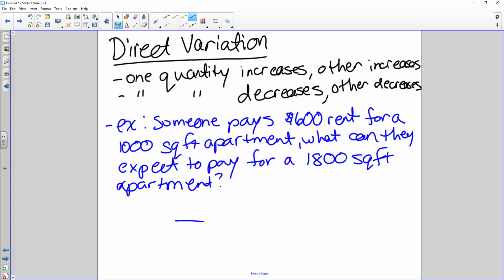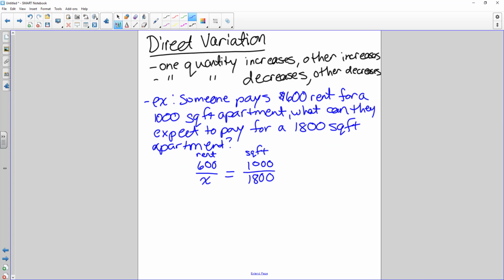Okay, so this is one that, if we think about the things we're comparing, I'm going to do one column is rent, the other is how many square feet. That's the two things we're comparing. As the square feet goes up, the rent should also go up. So if I line it up like this, I put $600 rent, 1,000 square feet on top as well. And then we don't know how much rent, I'll put X there for 1,800 square feet.